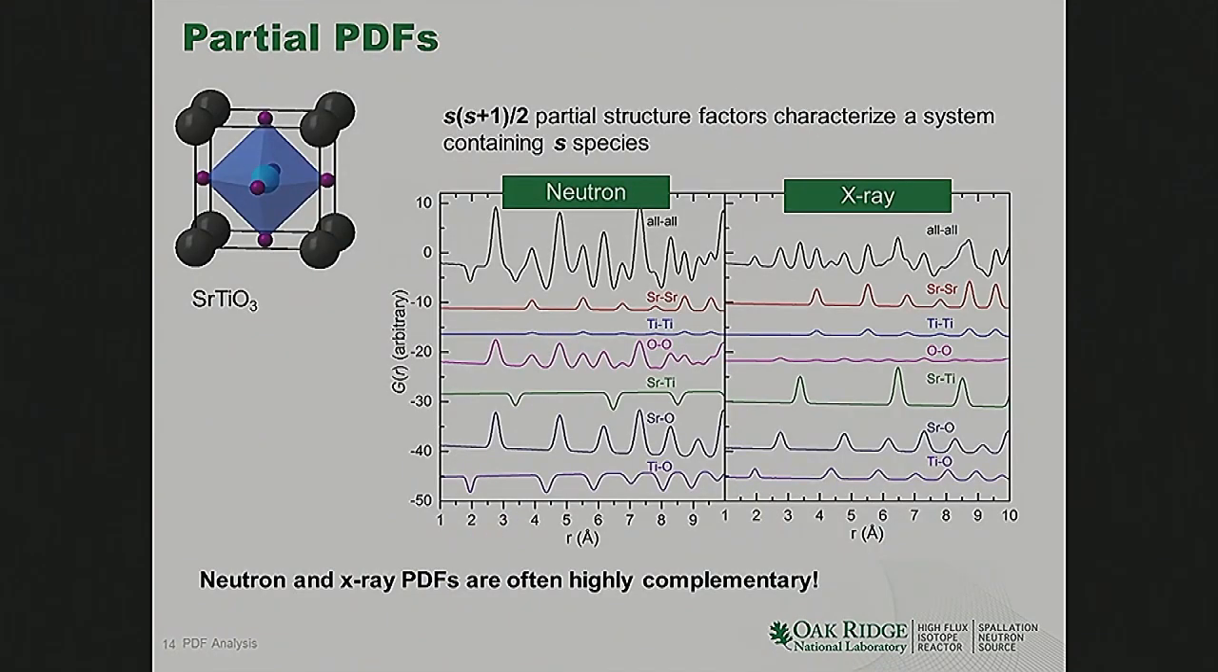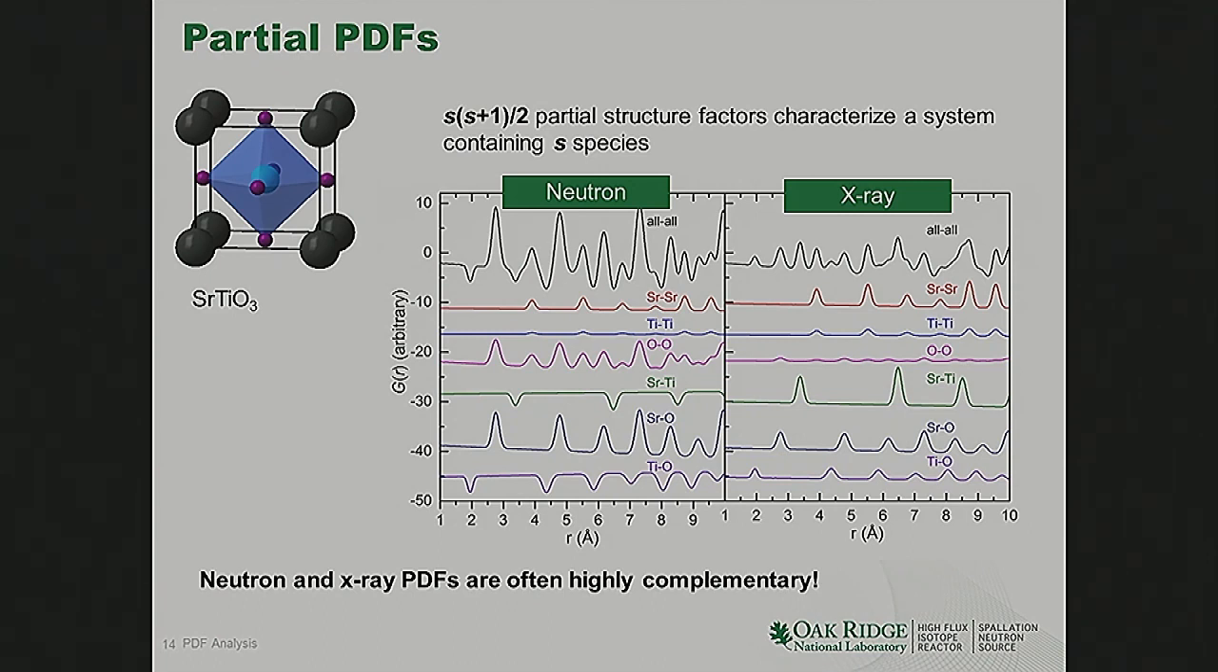And I know you've heard a lot about the complementarity of X-rays and neutrons, so I'm not going to beat you over the head about it, but I just wanted to point out again that a PDF of even a 3-component system has many, many pair correlations on top of each other. So something as simple as the cubic strontium titanate perovskite, you'll have 3 plus 1 over 2 partial structure factors that build up the neutron or the X-ray PDF.